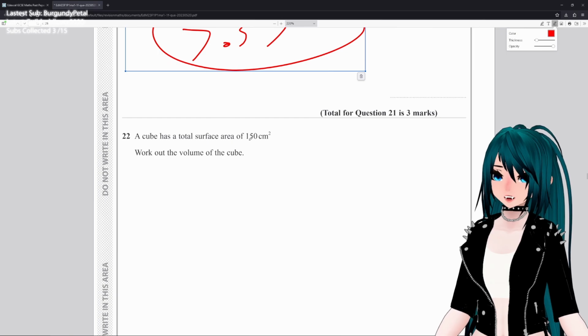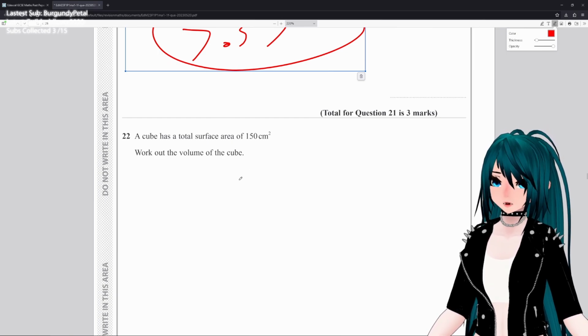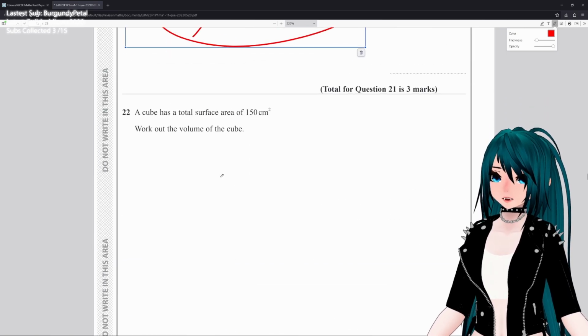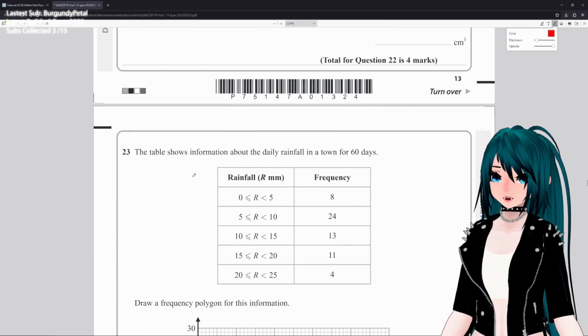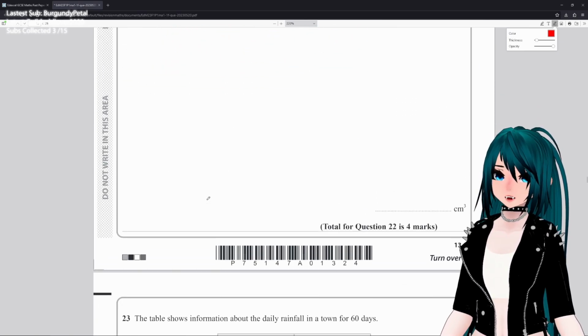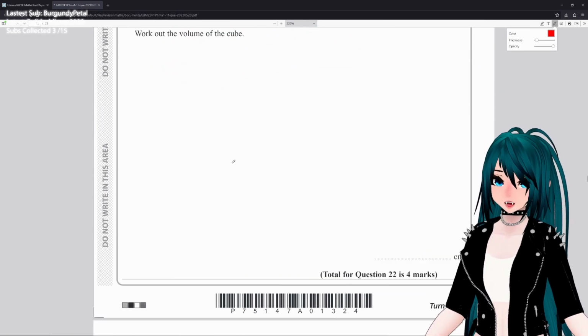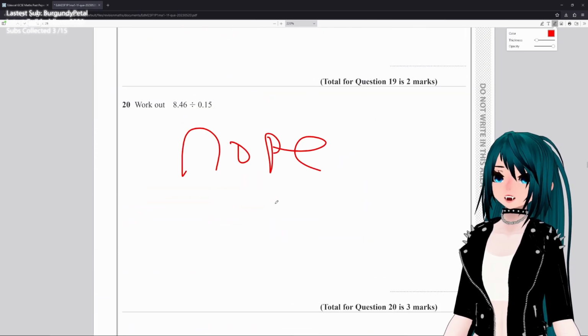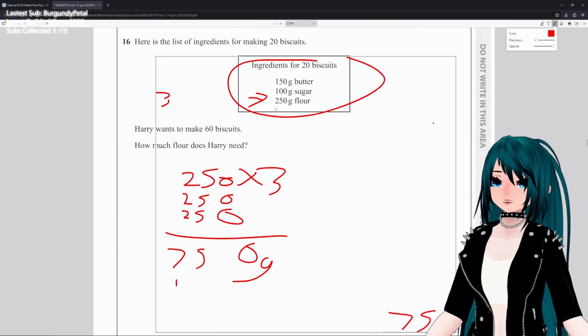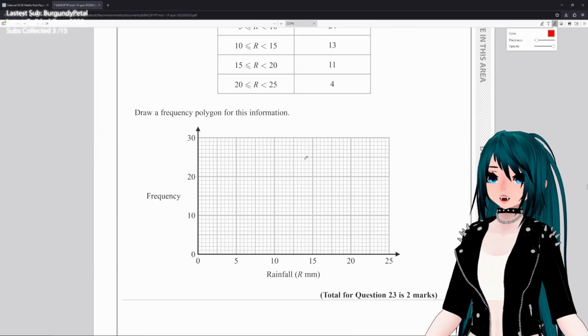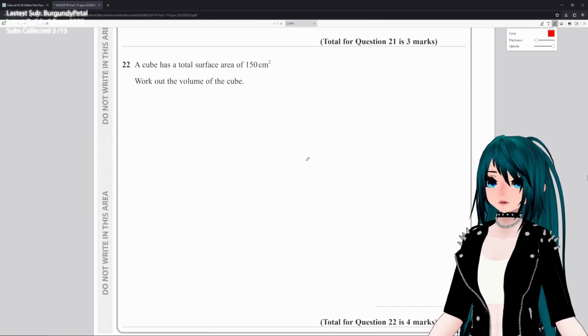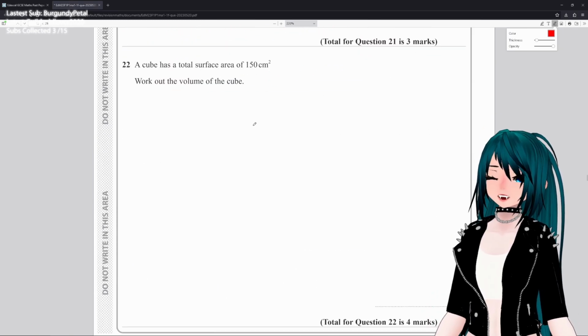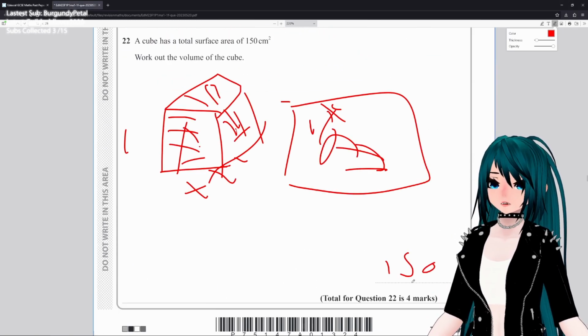A cube has a total surface area of 130 centimeters. Work out the volume of the cube. Wait, wasn't this the question on the last paper we did? The final questions of this paper are the starting questions of the other paper. How did I go, right? From timesing 250 by 60, right? To total surface area of 150 centimeters. I'm just gonna say 150.